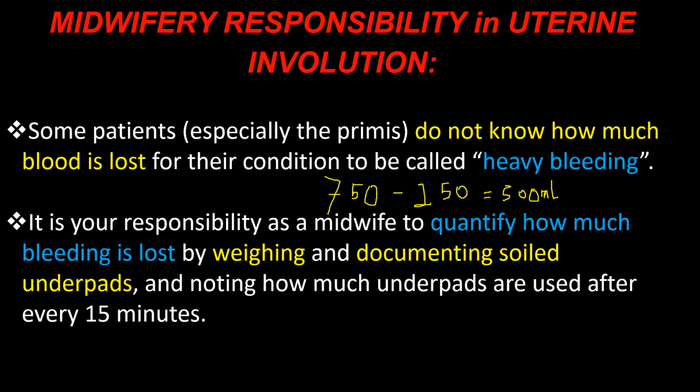Aside from that, you can also note how many underpads are used every 15 minutes. If the patient changes to a new diaper or underpad every 15 minutes, that is already considered heavy bleeding. Therefore, what do we do? Massage the uterus, apply an ice pack, stimulate the uterus to contract by allowing the child to breastfeed, and then report immediately to the doctor. So those are your midwifery responsibilities for primiparous patients.